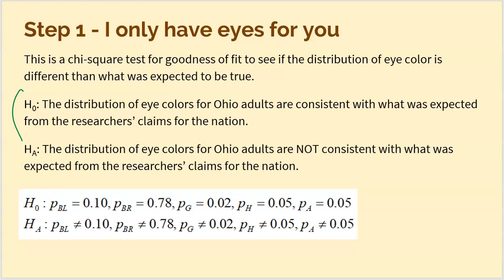It's consistent with it. Listen, there's always going to be those subtle differences. Hey, that's the world we live in. But again, the null says, hey, listen, they're consistent enough that what we expected is true in Ohio. And then the alternative is that the distribution of eye color for Ohio adults is not consistent with what was expected from the researchers' claims for the nation. Okay? Now, that's what I recommend.